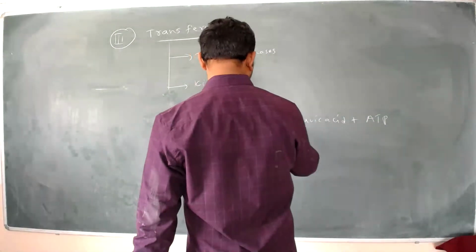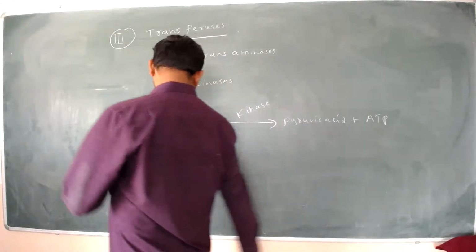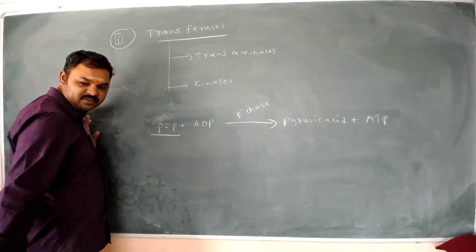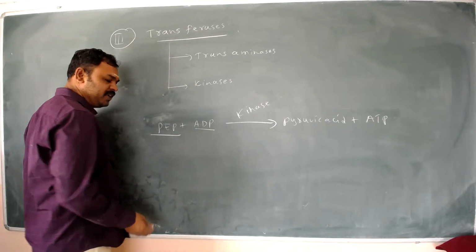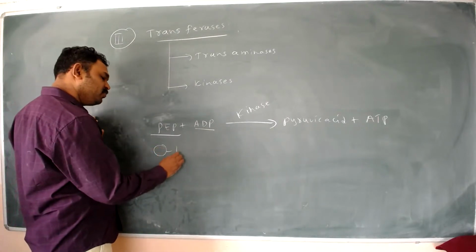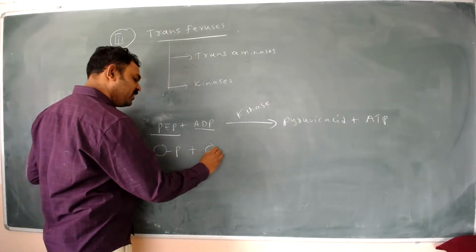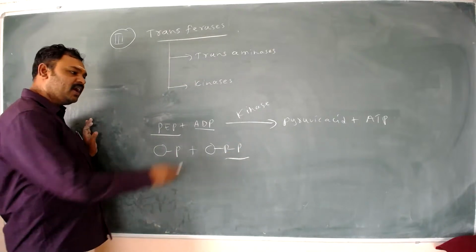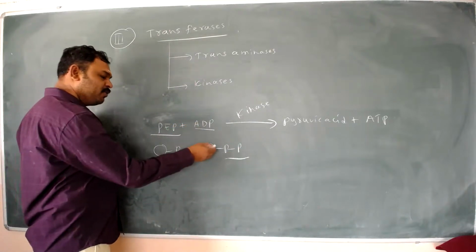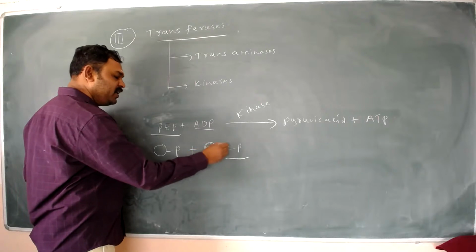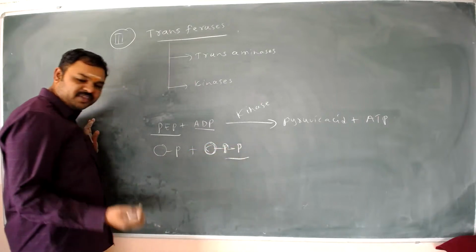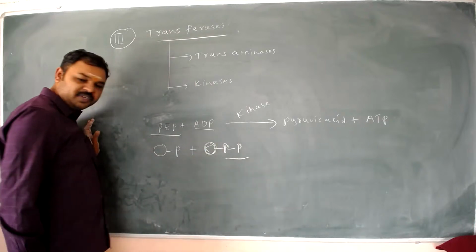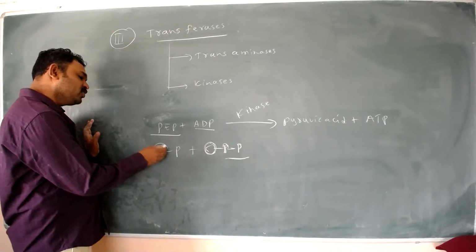Here, the kinase is working. This substance is phosphoenolpyruvic acid. This is adenosine diphosphate. In this substance a phosphate is there. In ADP, how many phosphates are there? Two phosphates: adenosine, phosphate, phosphate. So it is called adenosine diphosphate.